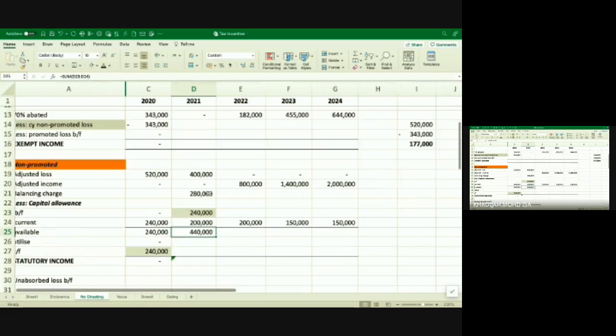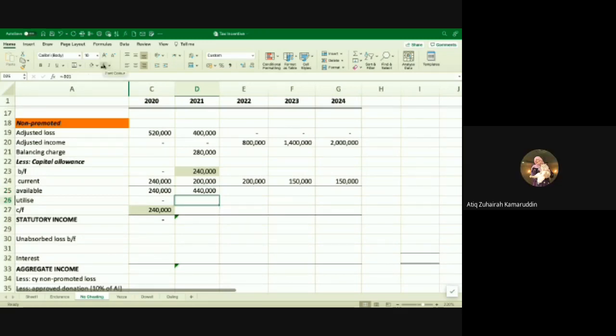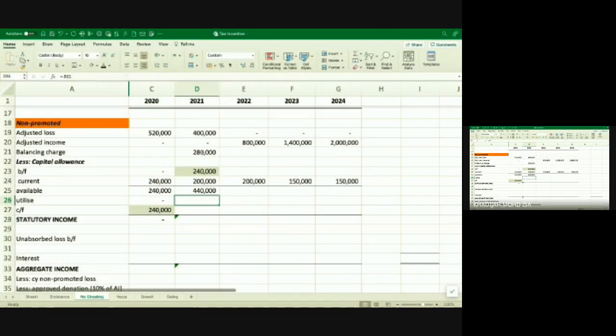How much are you going to utilize? 280, because why? You have a balancing charge here. Even though adjusted income is nil, you have a balancing charge here, so you're going to utilize 280,000. So the balance, 440 minus 280, 160, is going to be carried forward to next year. Then next year you have a brought forward of 160,000 plus 200,000, which is your current year. Then available is 360,000. How much are you going to utilize?